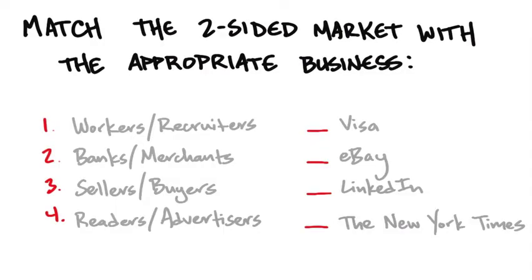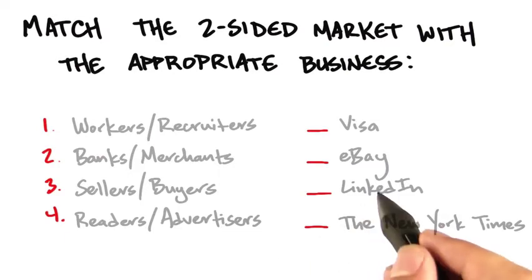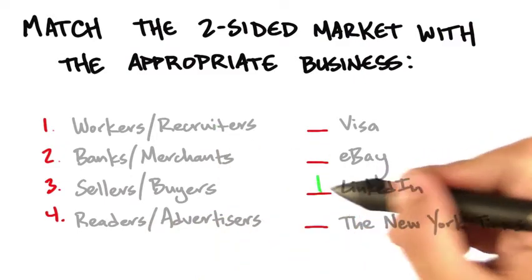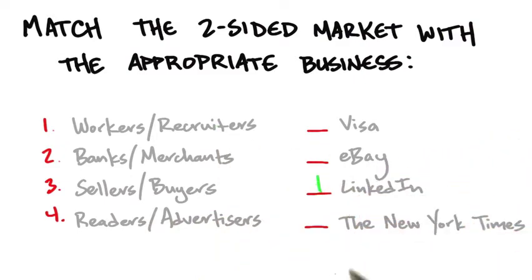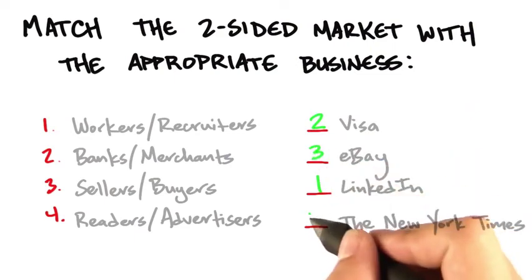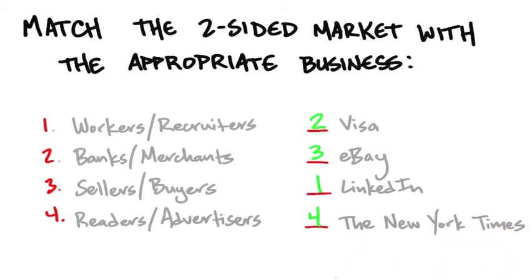In this case, let's take a look at a two-sided market and match the market with the appropriate business. So the answer is, for LinkedIn, there are two sides to this market. There are the workers as a customer segment, and there are recruiters. For Visa, you'd have banks and merchants. For eBay, you'd have sellers and buyers. And the New York Times and almost every newspaper, radio, television, Google, you have readers and you have advertisers.